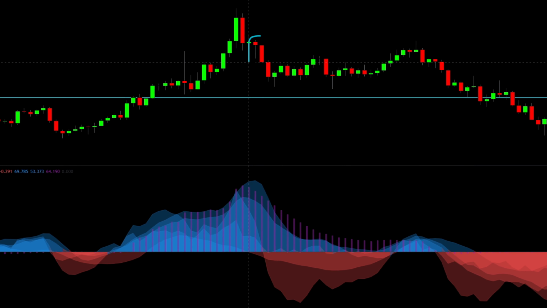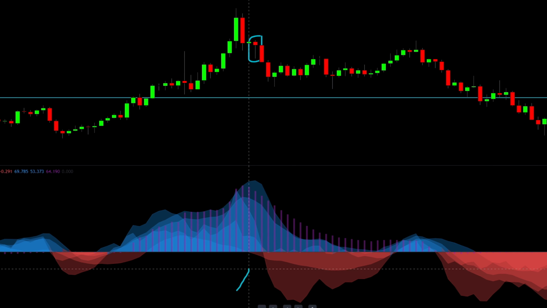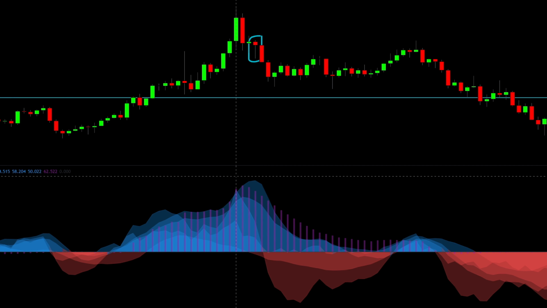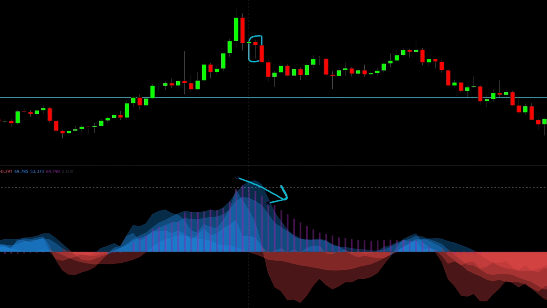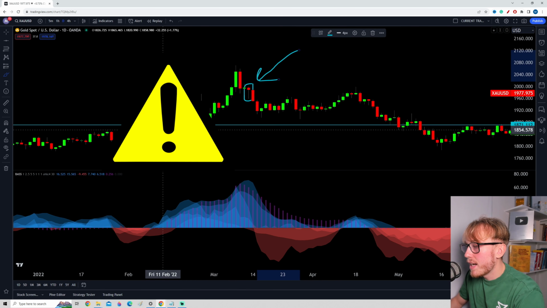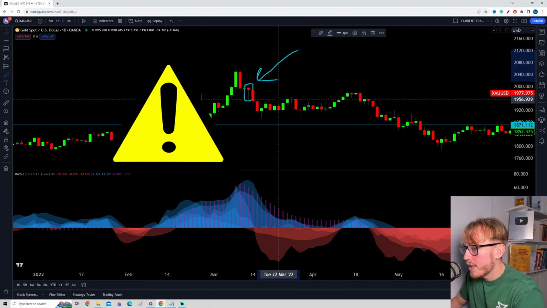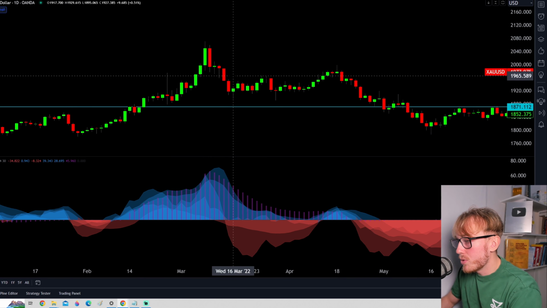Well, if you look at this red candle right here and you go down to the momentum indicator, you can see at this point, this was the first time the momentum indicator turned red. At the same time, if you take a look at the purple bars, you can see that we had a decreasing volume strength. So this right here is a clear warning sign that the trend might be coming to an end.